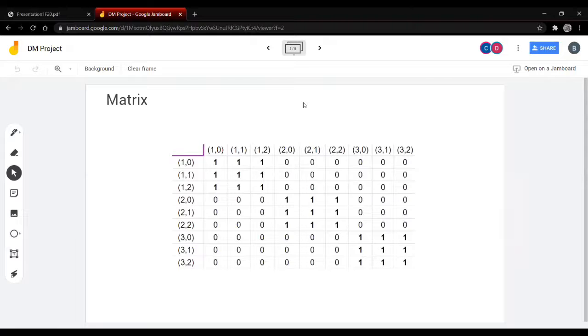In the matrix, a 1 is shown where a pair is in the relation, and a 0 is shown where a pair isn't. So, for example, (2,0) and (2,1) have a 1 because they are in the relation with 2 and 2 being A1 and B1. But the pair (2,0) and (3,1) are not in the relation because 2 does not equal 3.